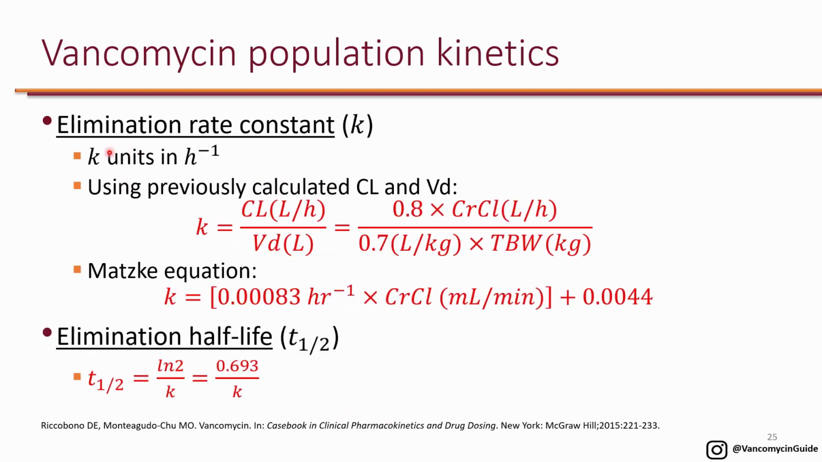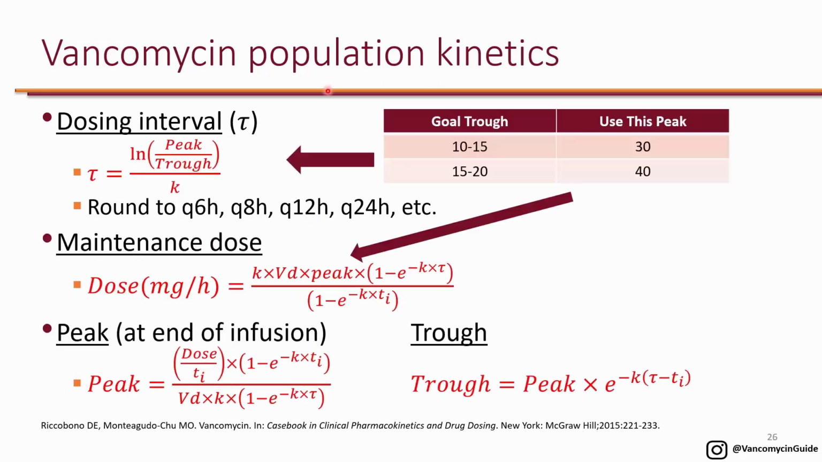So for the elimination constant, we are going to use the Motzke equation in this class. This was derived from population kinetics, which is basically 0.00083 times creatinine clearance, this time in milliliters per minute. And then once you multiply that, you add 0.0044 to it, and it will give you K in inverse hours. And then of course you can use K to calculate half-life. And then you calculate tau.